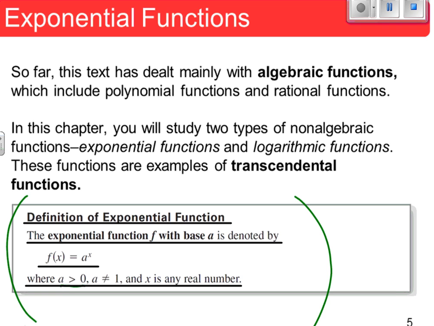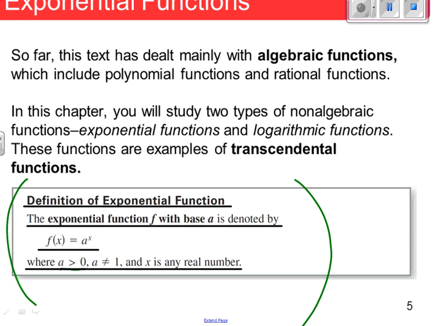We just read over this handout and we just wrote the definition of exponential functions. I'll read it. If you need to pause there, you can, and then you'll be caught up with us as we go through. So the definition of an exponential function f with a base a is denoted by f of x equals a to the x, where a has to be greater than 0 and a does not equal 1 and x is any real number.